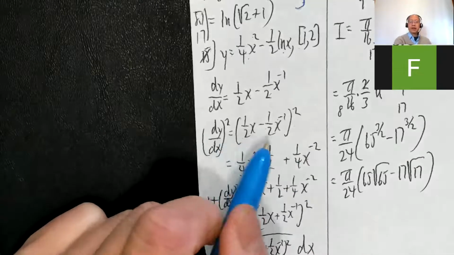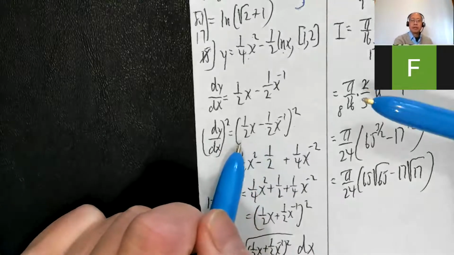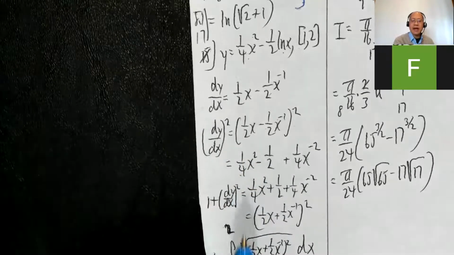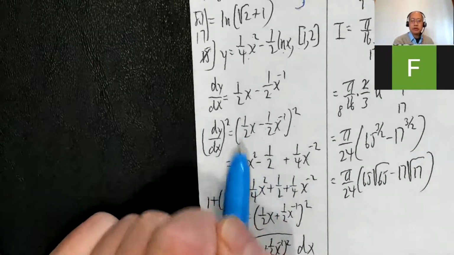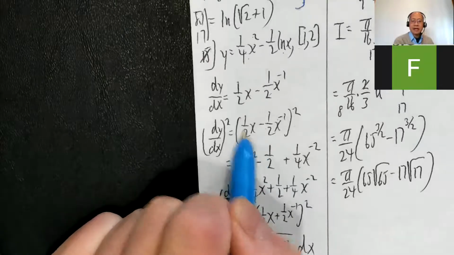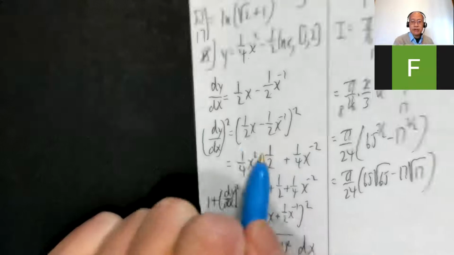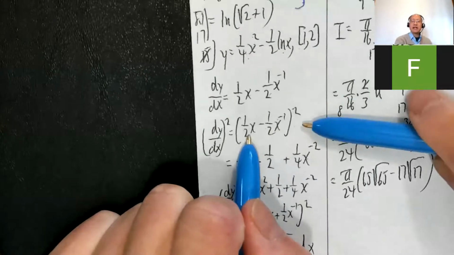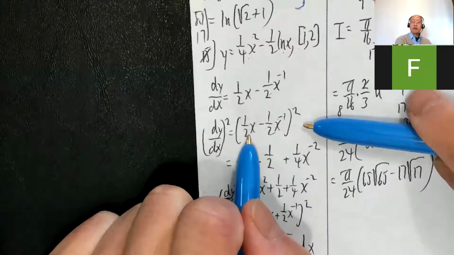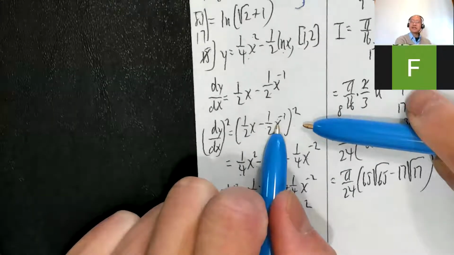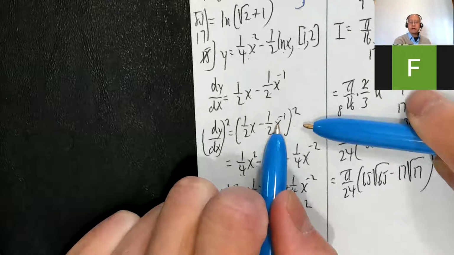And again, Mr. Stewart seems to like this theme quite a bit. The middle term, the 2ab, just comes out to be minus 1/2. Minus 2, well, there's a minus, times that, times that. So 2 times 1/2 is 1. There's a negative 1/2. And then x times x to the negative 1 is x to the 1 times x to the negative 1, which is x to the 0. x to the 0 is 1.